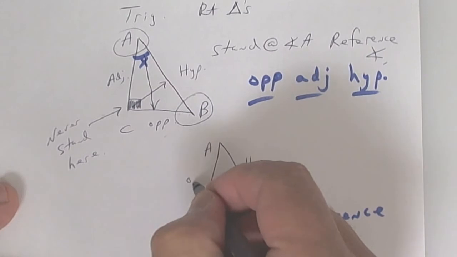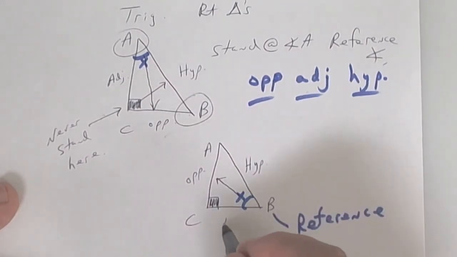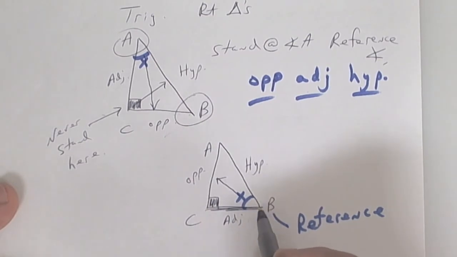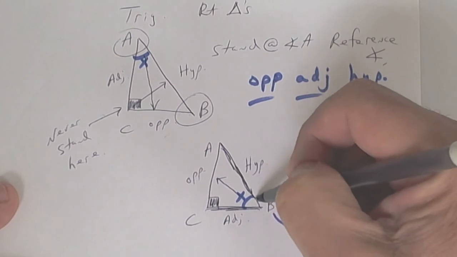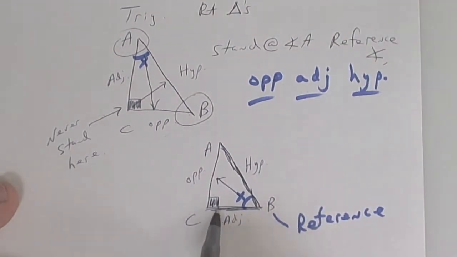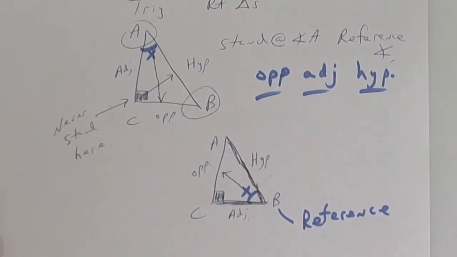That one is the opposite. And the only one left is the adjacent. Notice that the adjacent touches the reference angle, and so does the hypotenuse. So of the two that touch the reference angle, one will always be the adjacent, and one will always be the hypotenuse. Okay, now it's your turn.